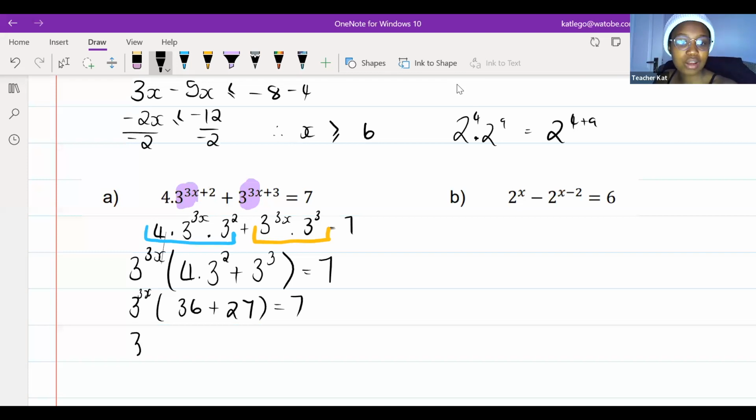What's 36 plus 27? I know that's such a weird question to ask, but my brain works very slowly sometimes. How much would that be? That would be 63, right? Yes. 63 equals 7. So now we want to get rid of anything around the x. So what do we do with that 63 to get rid of it? If you have 3 to the power of 3x times 63, how would we get rid of that times 63?